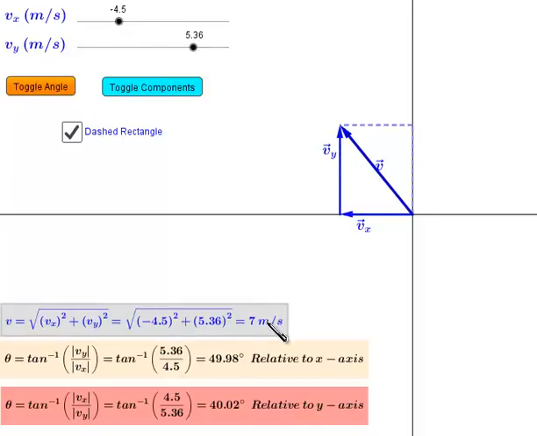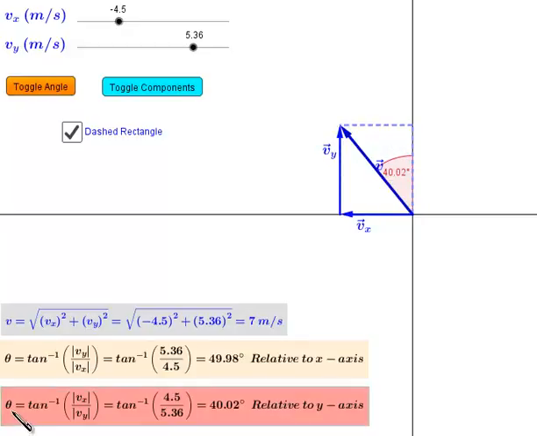Now to find the angle, we could find this angle or this one to start with. But since we want, in the end, the angle from the positive x-axis, perhaps this angle would be better to work with. So I can toggle that angle, and there we have it. And so this angle in here, let's assume this applet didn't tell you it's 40.02 degrees, can be found by finding the angle whose tangent is this side over this side. So that's the arctangent of the absolute value of Vx divided by the absolute value of Vy.